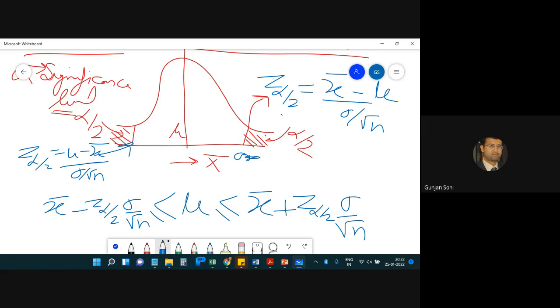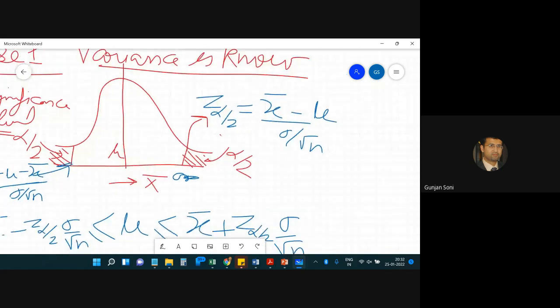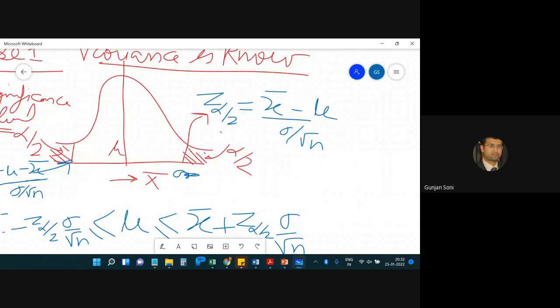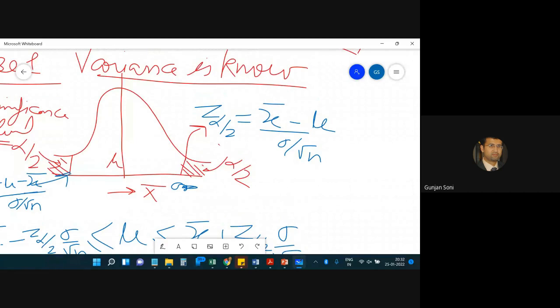Yeah, actually here there's one change. If we are considering signs, we'll make a small change over here. We make this one as plus and this one as minus. This is minus, this is plus.